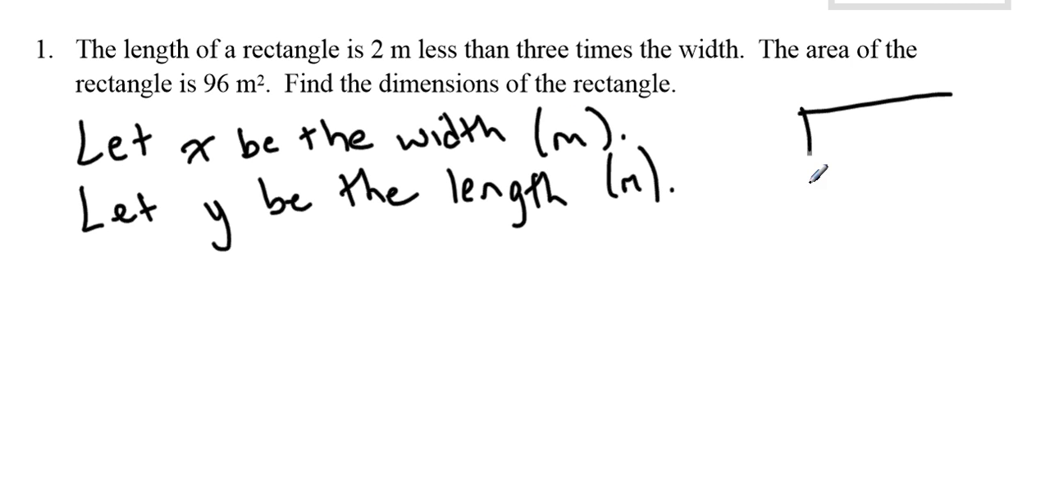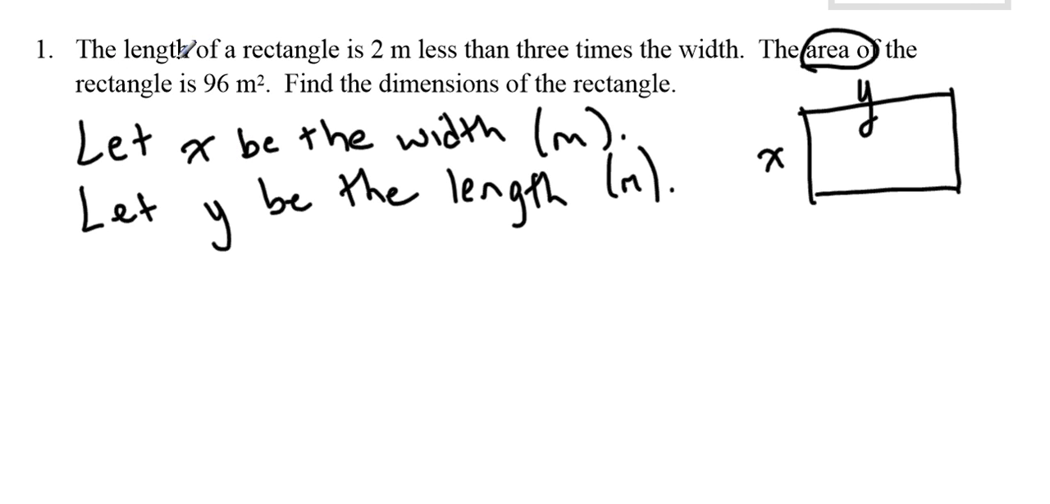And over here, if you want, we can keep a little picture going. So here's X and here's Y. Now, we need to write two equations. One equation is going to be the relationship between X and Y. How are X and Y related to each other? And then the other equation will be our area equation. So how are X and Y related?